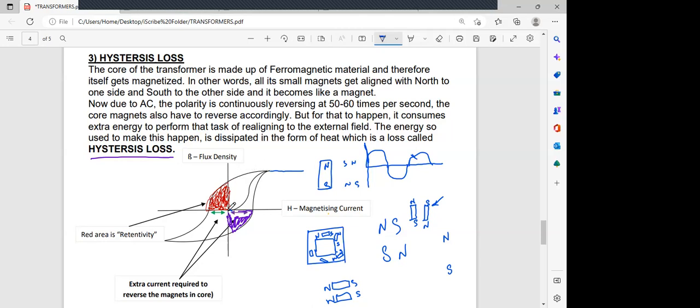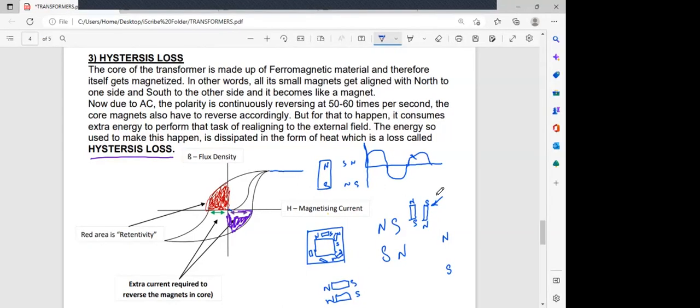But when the magnetizing current is reduced to zero, that is at this point, we find that all these magnets have not gone into the higgledy-piggledy position. There are still some magnets which still have that north and south pointing in the direction when they got magnetized. Therefore, at this particular point, we see that all the magnets have not become higgledy-piggledy as they were when it first started off. Okay?